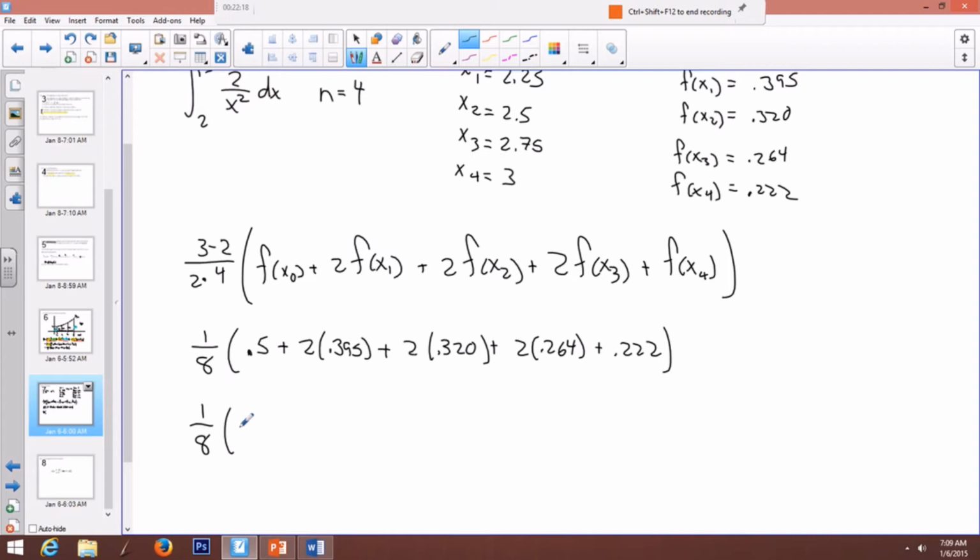I get 1/8 times 2.68, and so when I divide that by 8, I get 0.335. That's my approximate value now. I'm not going to go back and check my work just because I'm already at 22 minutes, and I said I'd try and keep it under 30. But my process is correct here.